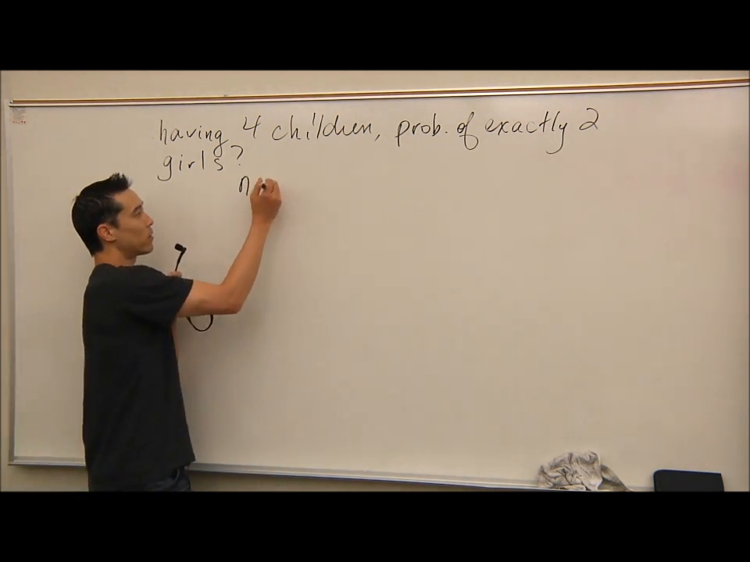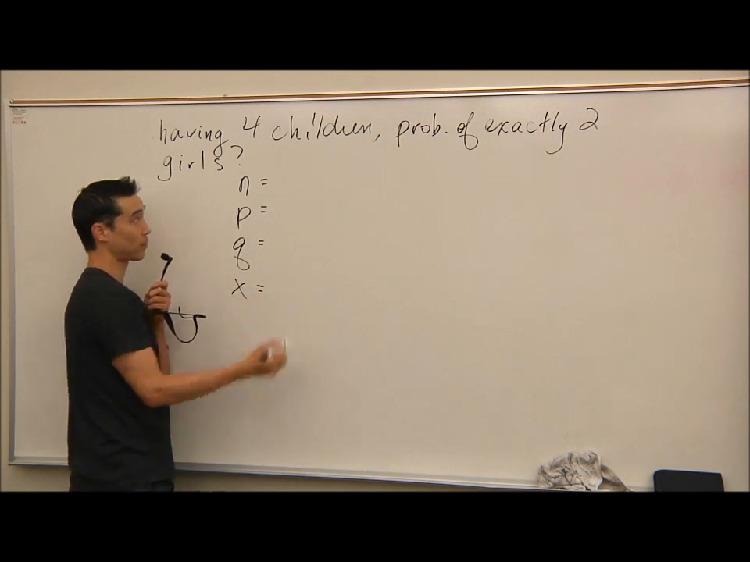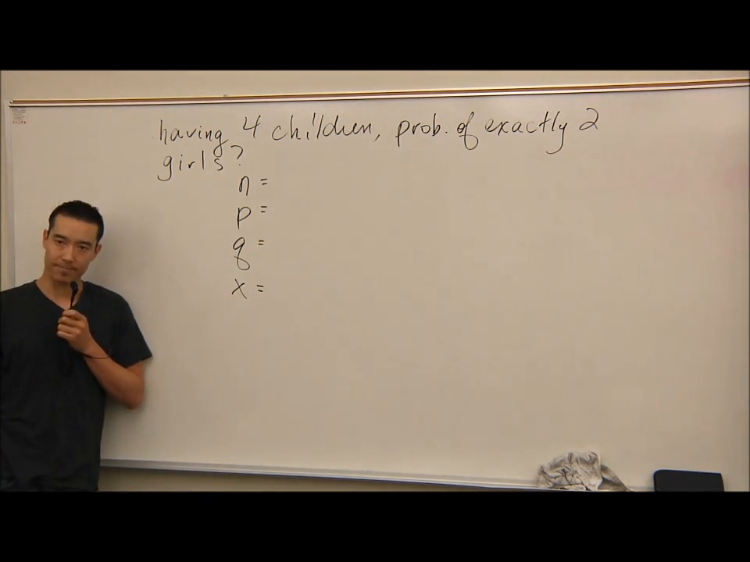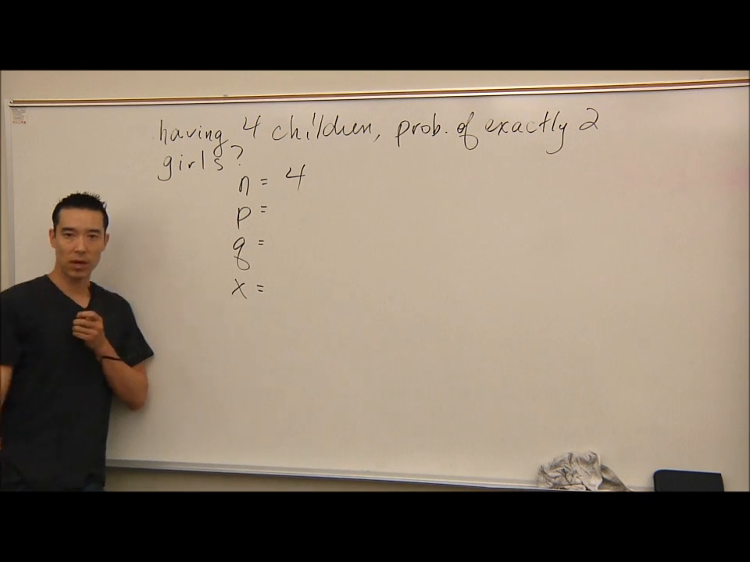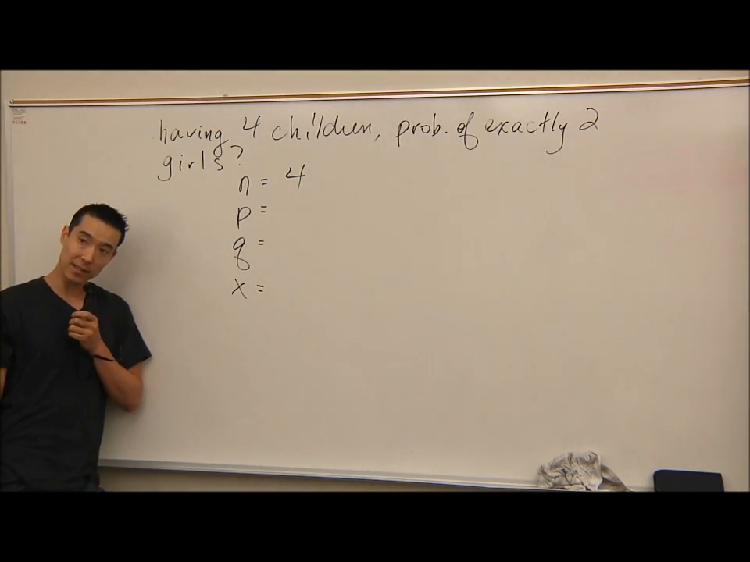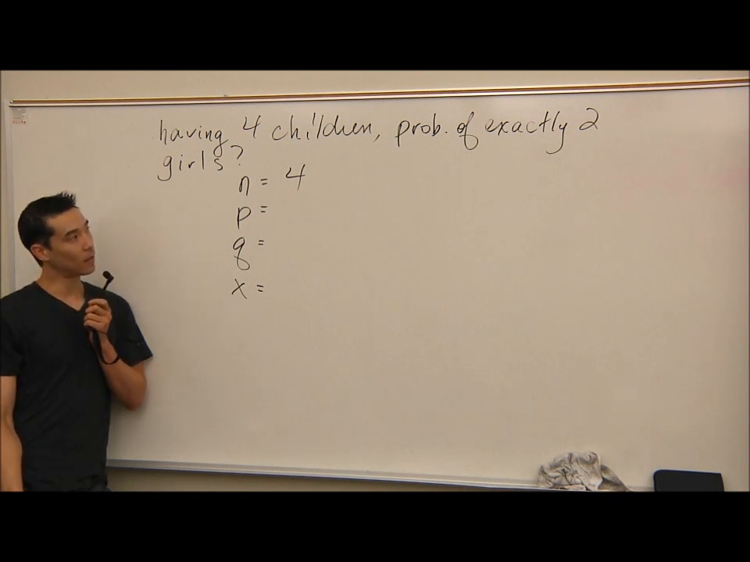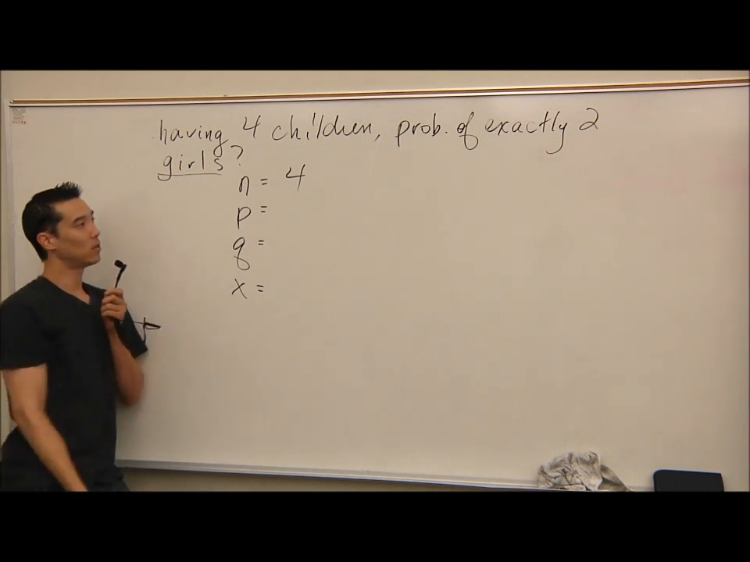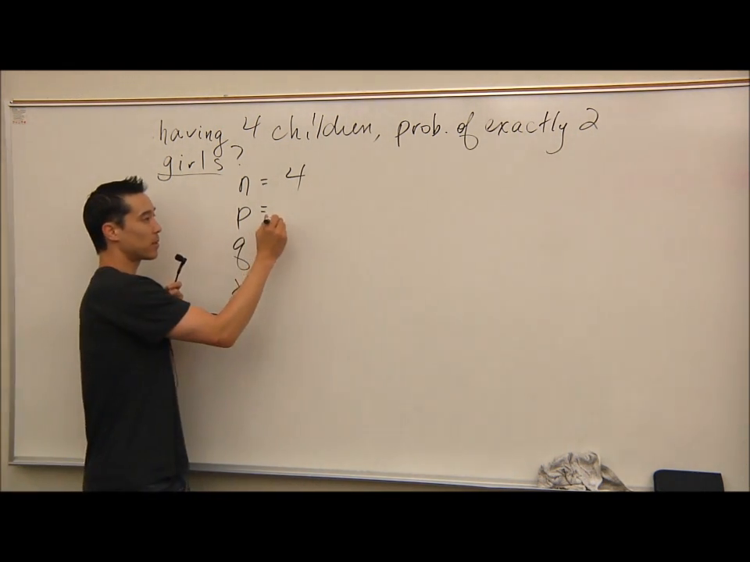So really quickly, let's run through what is n, what is p, what is q, and what is x in this problem. So, what is n in this problem? 4. Why? It's a total thing that we're doing, right? We're having 4 children. Great. What's the probability of success on an individual trial? What is success here? Boy or girl? In this case, what are we looking for? Girls. So what's the probability of having a girl? 50%, right? So just like the last one, 0.5.